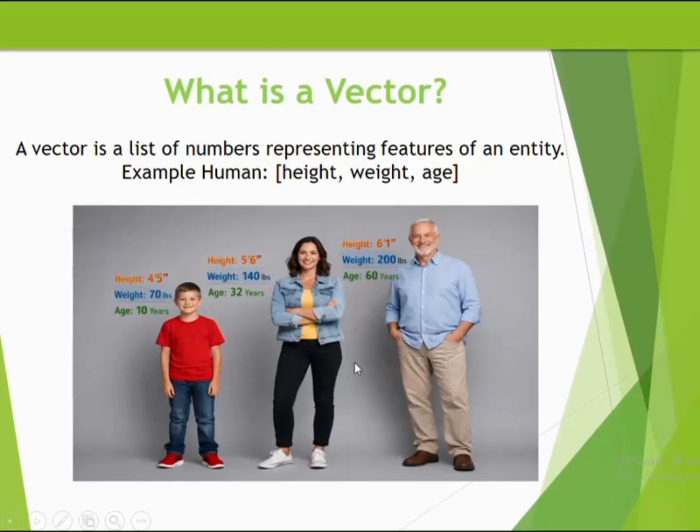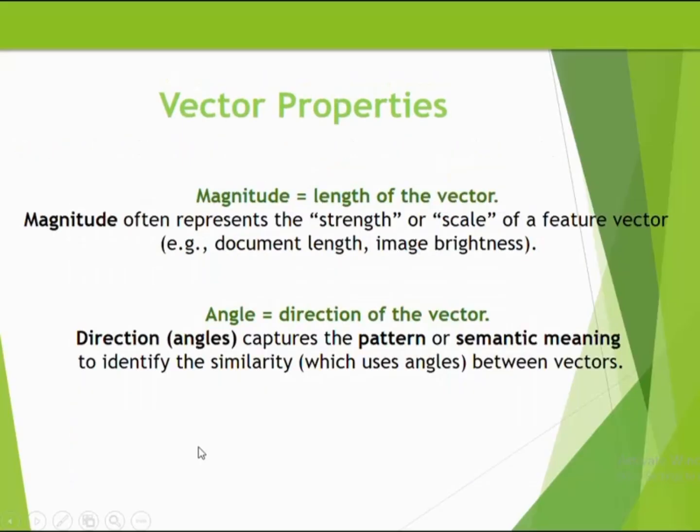So these have been categorized into three categories. One is a child, another one is an old-aged man, and there is a middle-aged woman as well. So this is how they are all human, but still they are different. So how exactly will we find out the difference between vectors? Probably there should be some properties of a vector.